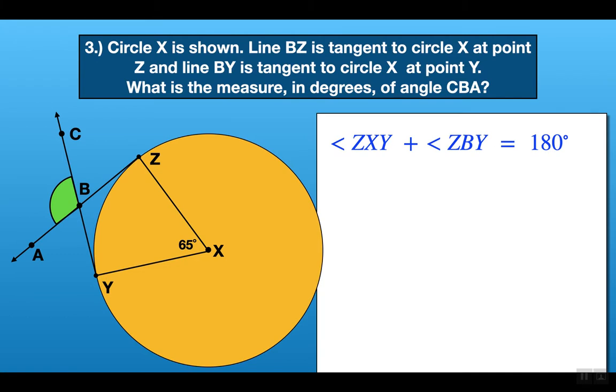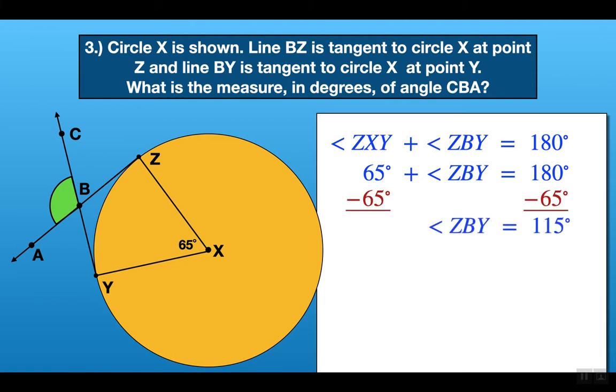Well, we already know the measure of angle ZXY. Angle ZXY is 65 degrees. So 65 degrees plus angle ZBY has to equal 180. So to figure out the measure of angle ZBY, let's subtract 65 degrees from both sides of our equation. So angle ZBY measures 115 degrees.